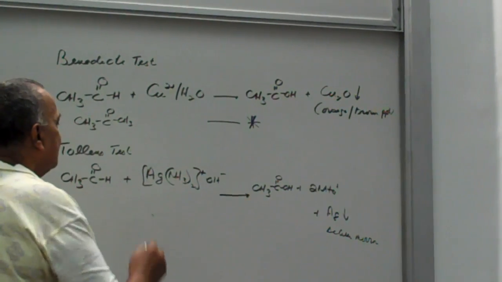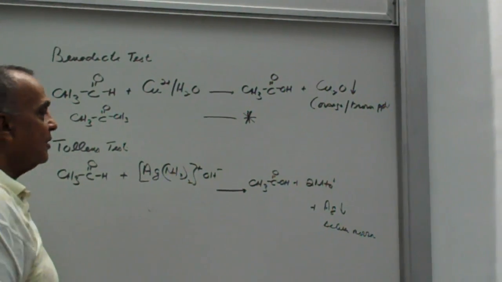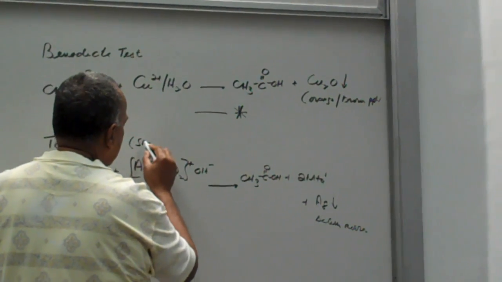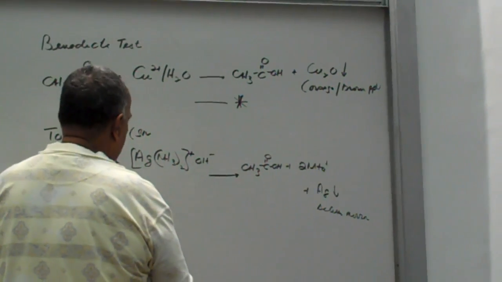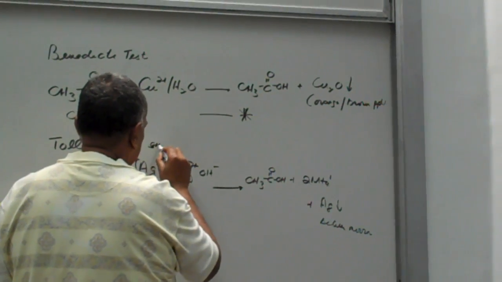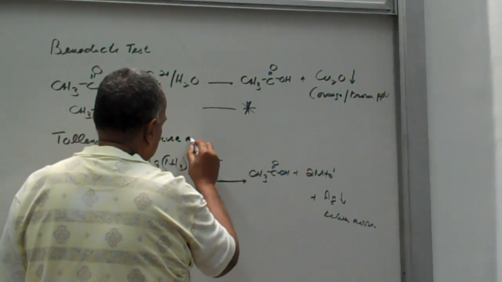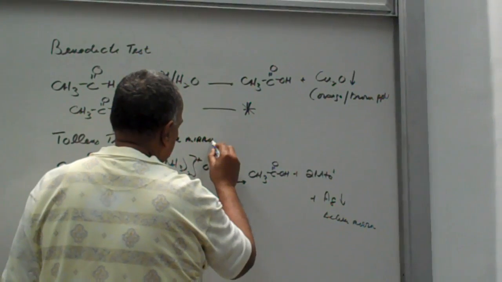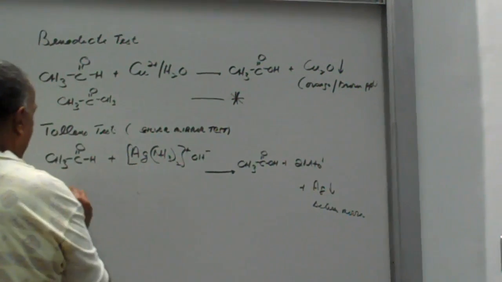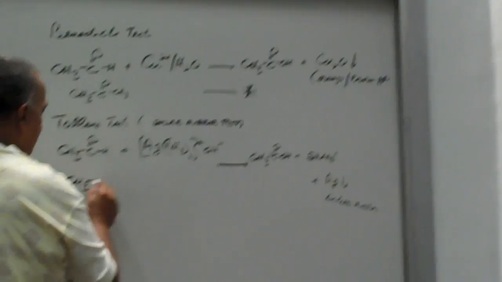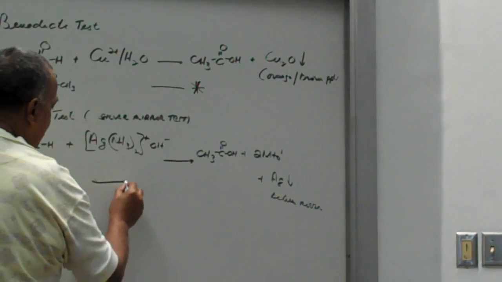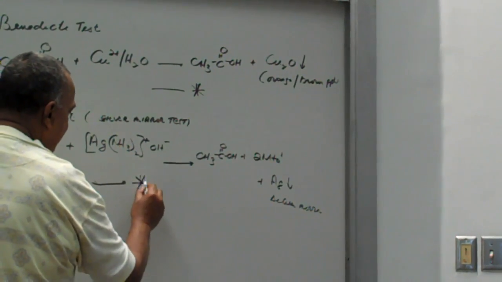And as a result, Tollens' test is often referred to as the silver mirror test. If I take a ketone and carry out the same reaction, no silver mirror is produced.